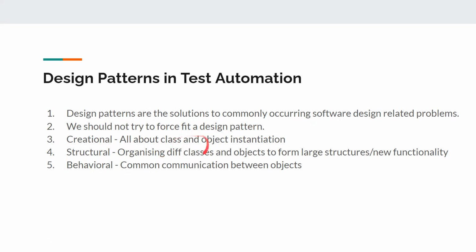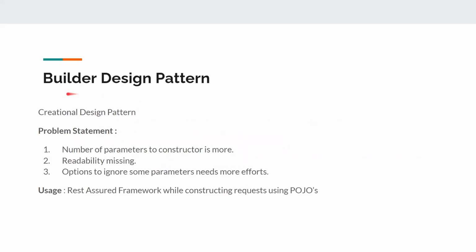We'll not dive deep now, but we'll get into one particular design pattern that we can use in test automation. While doing it, you can understand how it belongs to this particular category, right? Okay, now this is the first design pattern that we're going to use in our test automation framework. This is a creational kind of design pattern. We'll understand why we are saying this is a creational design pattern.